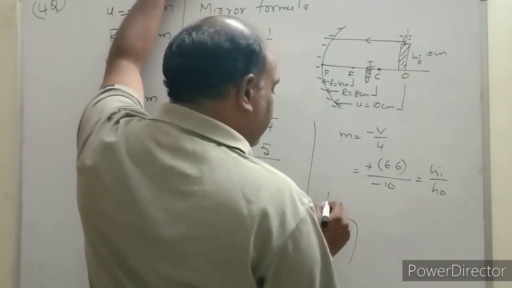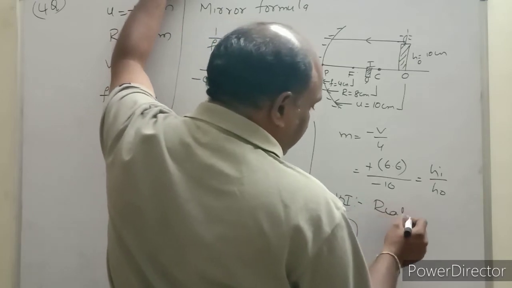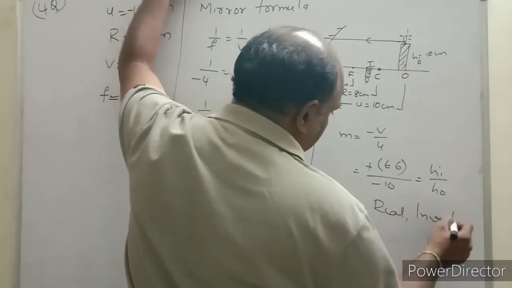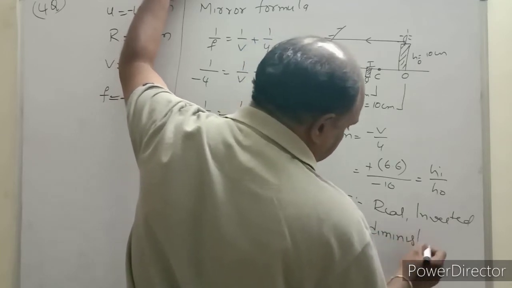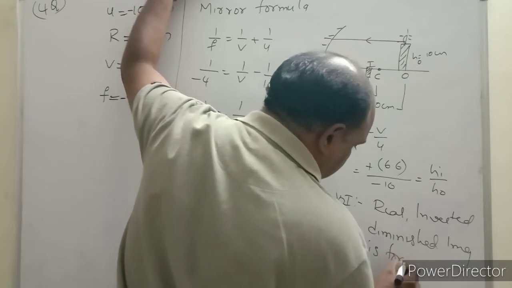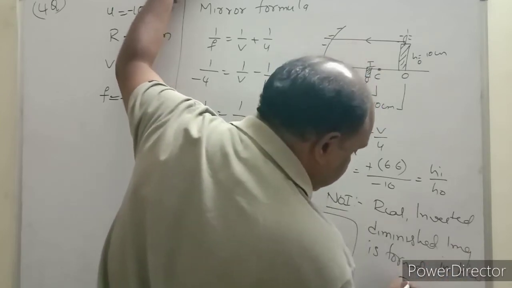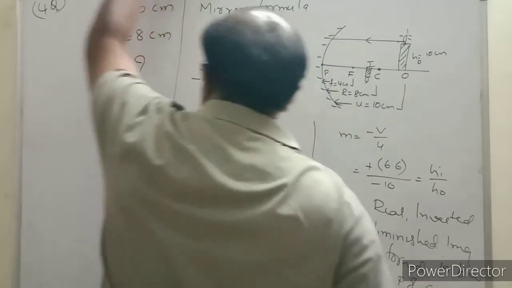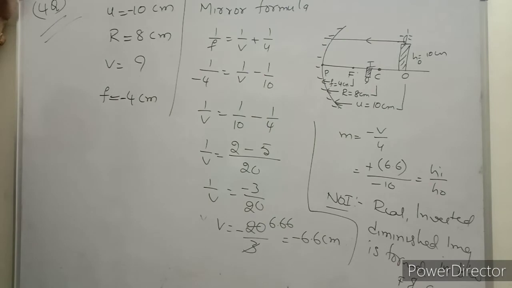So what is the nature of the image? From this we can directly write: real, inverted, diminished image is formed. Where? In between focus and center of curvature. Very important question. Previous question also. Note down. Take one snapshot and note down.